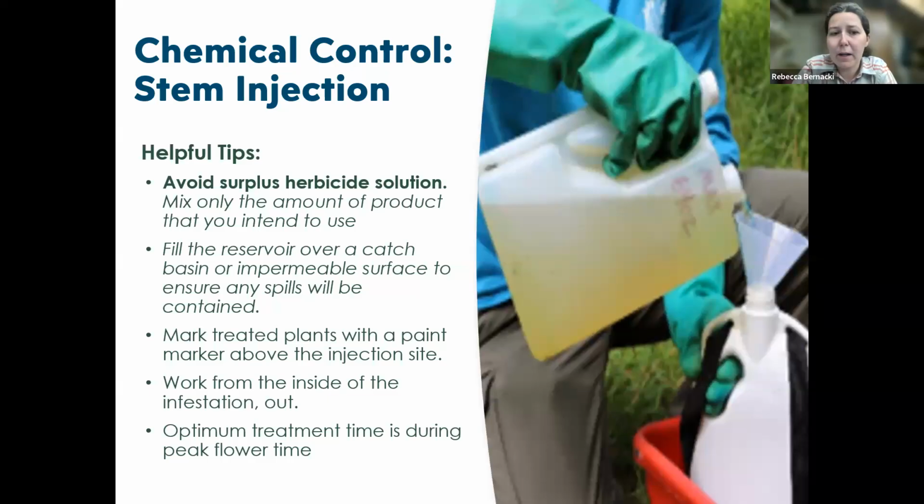We can mark our treated plants to track our progress. As always, we're going to work from the inside of an infestation out. And usually the optimum treatment time is going to be during peak flower, but again, research your specific plant.